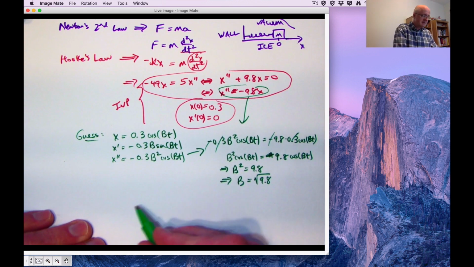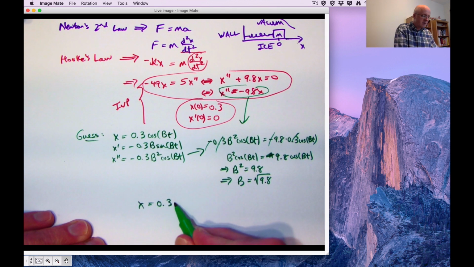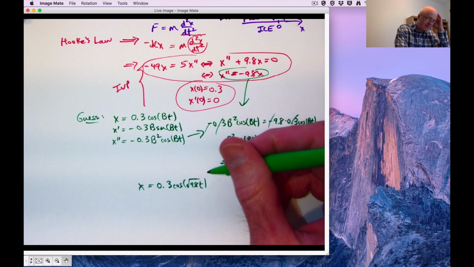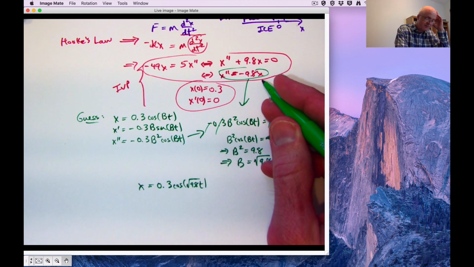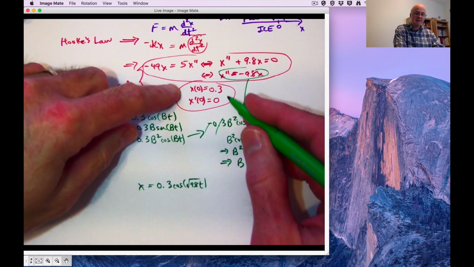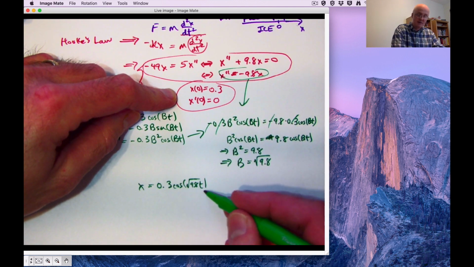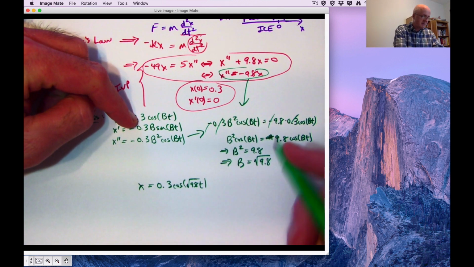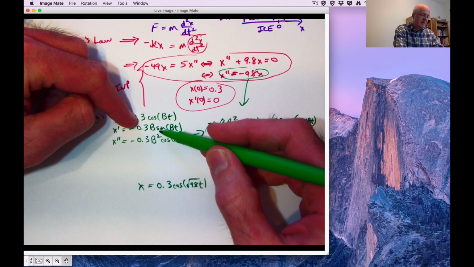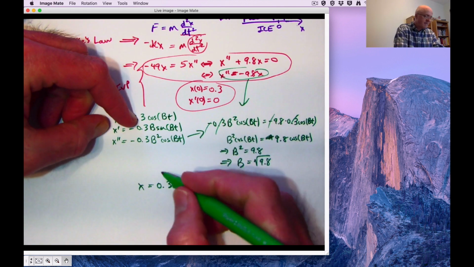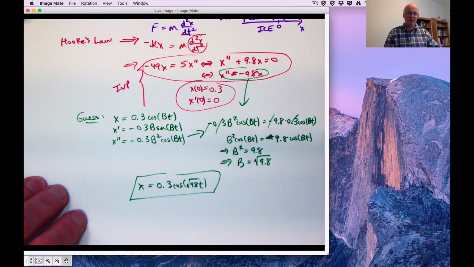So the answer for this bonus is 0.3 cosine of square root of 9.8 t, and you could approximate the square root of 9.8 if you like. You should be able to check that it solves the differential equation. Its second derivative is negative 9.8 times itself. It also satisfies these initial conditions. When you plug in t equals 0, you get cosine of 0 is 1 times 0.3 is 0.3, and then the derivative is going to be this with b replaced by square root of 9.8. When t is 0, that will automatically be 0 because sine of 0 is 0. That's the bonus. That's the unique solution of the IVP.